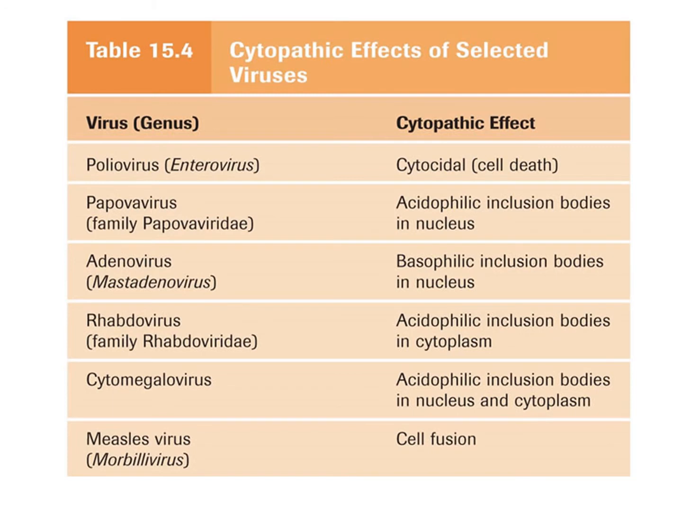This is just a table from your book that gives you the name of different viruses and the different type of cytopathic effects that they cause. So some of them can cause actual cell death. A lot of the others have different types of inclusions that they produce inside the cells, and the measles virus causes those giant cell formations to occur.